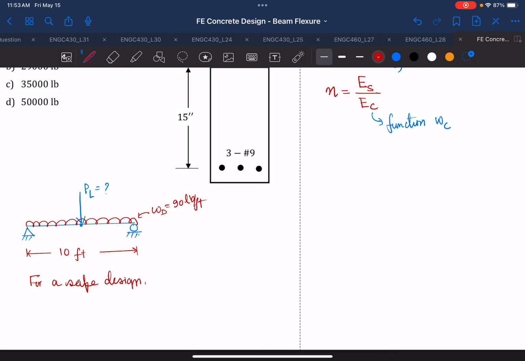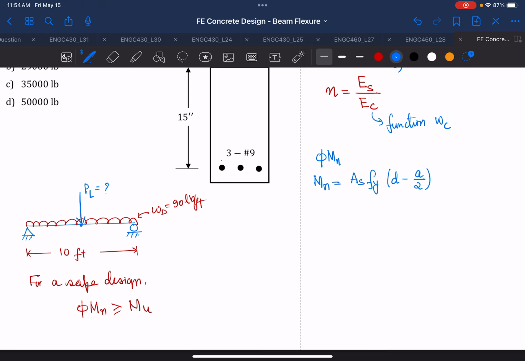You know that for safe design, your design moment capacity, what you design for, should be greater than Mu. So you have to use this formulation in order to find what is PL. And now we are going to look at what is phi Mn. So phi Mn is your design moment capacity, and in this case we need to find Mn, and Mn here is As fy (d minus a over 2).